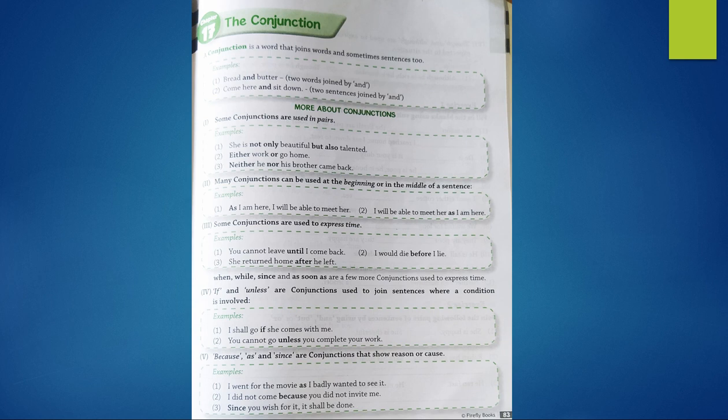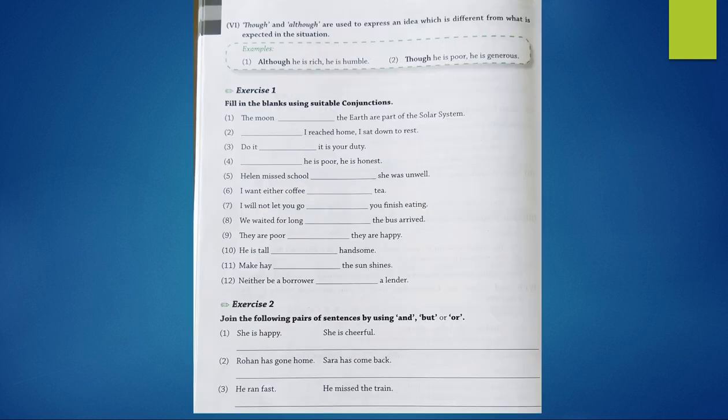Because, as, and since are conjunctions that show reason or cause. I went for the movie as I badly wanted to see it. I did not come because you did not invite me. Since you wish for it, it shall be done. So here the conjunctions are as, because, since.